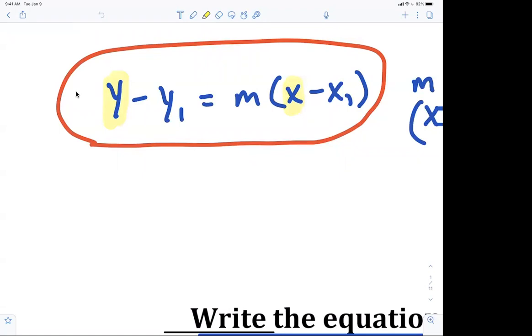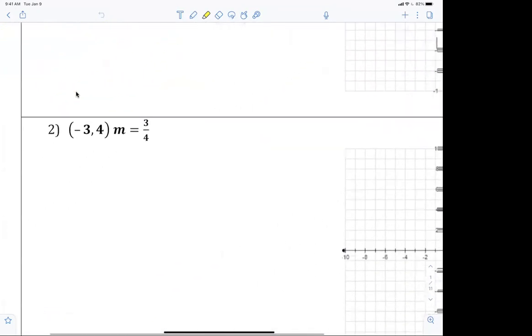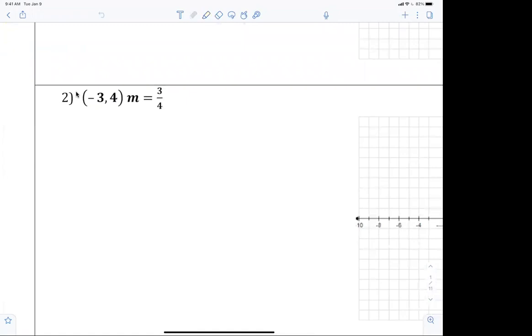I saw that look. Y minus Y1 equals M times X minus X1. M is the slope. X1 and Y1 are the point that you're referring to. Now, what exactly does that mean? So we're going to start with number 2. Just a quick reminder, Y minus Y1 equals M times X minus X1. Remember, the -3 is X1. The 4 is Y1. So you're just plugging things in.